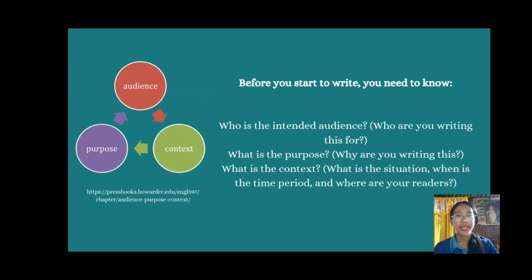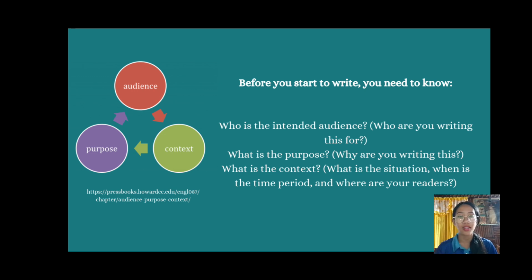Now we have the audience, which means who you are writing for. You need to know if your readers are teachers, students, or professionals, so you can choose the right words. And we have the purpose. This means why you are writing. You might be writing to inform, explain, persuade, or share ideas.